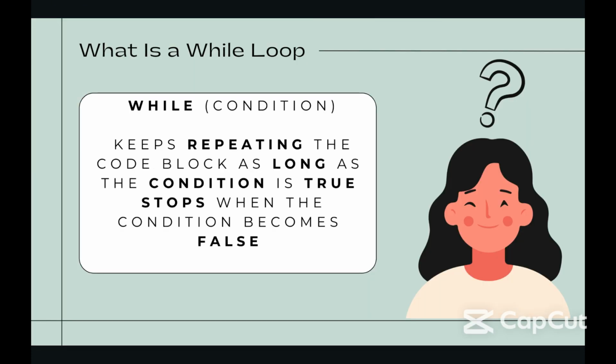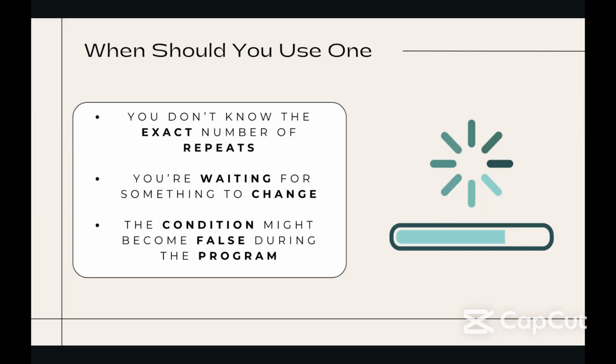So what is a while loop? A while loop checks the condition first, and if it's true, it runs the block of code. Then it checks again and repeats if the condition is still true. The loop keeps going until the condition becomes false. It's like saying, keep going while this is happening.